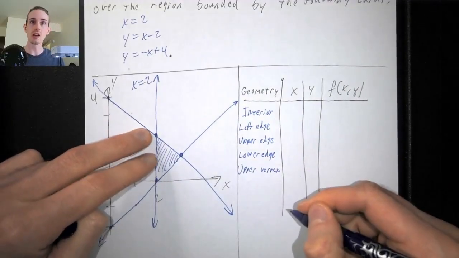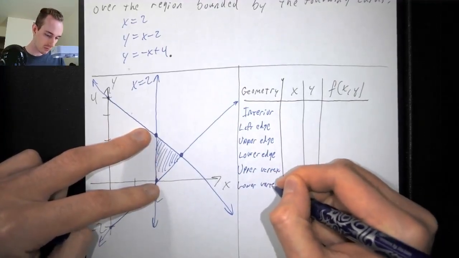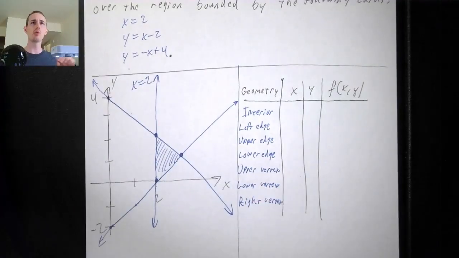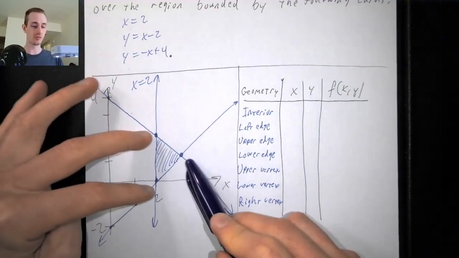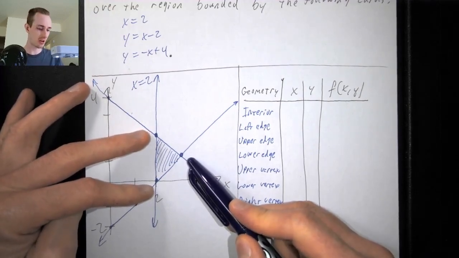We have a lower vertex, and a right vertex, I'll say. Before, we automatically knew the locations of the vertices. This time it will be a little trickier. We need to find the intersections of these three lines, which is a relatively simple algebra problem, although we might have to get a bit creative.